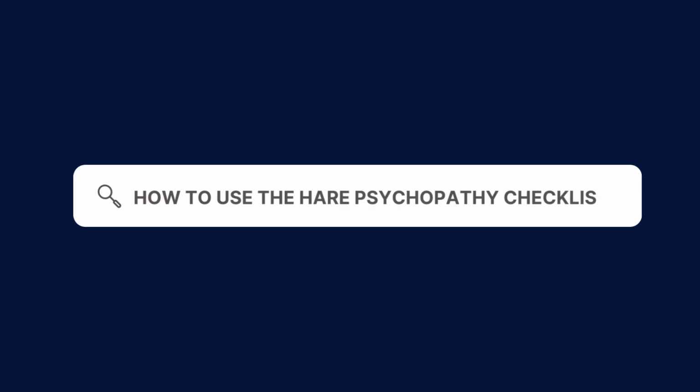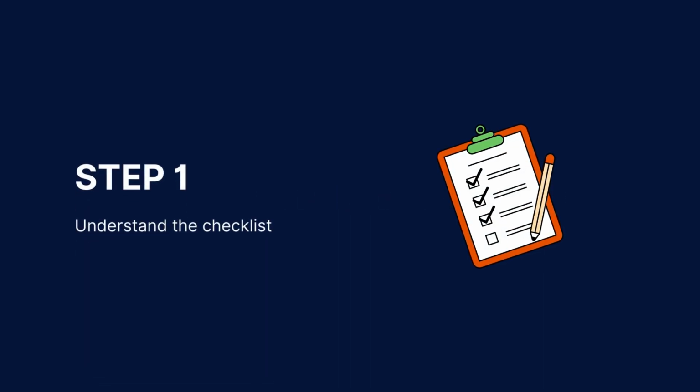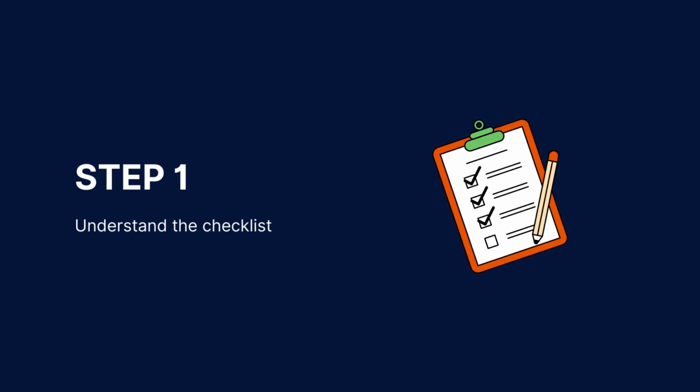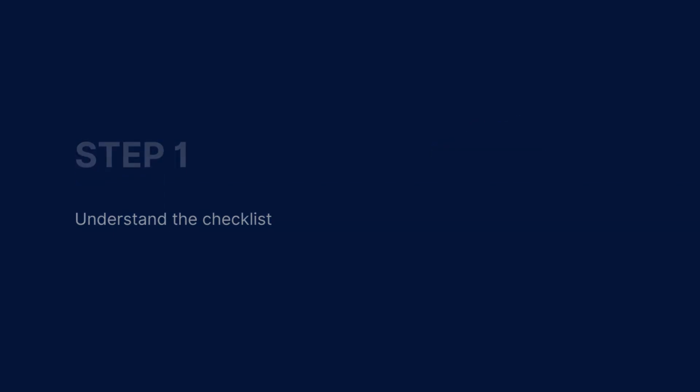To use our free Hare Psychopathy checklist, follow these steps. Download our Hare Psychopathy checklist from the Carepatron platform, which you can find in the link in the description. Firstly, understand the checklist. Before administering the PCL-R, it is essential to familiarize yourself with its structure and guidelines.